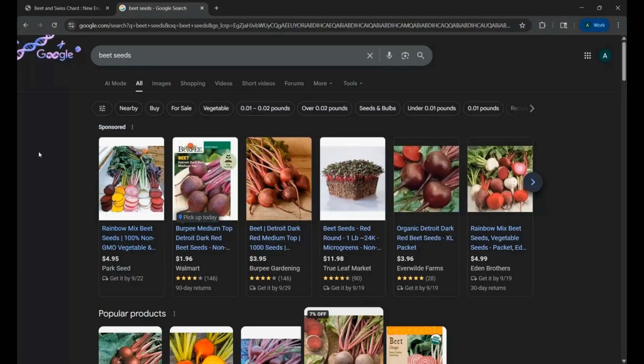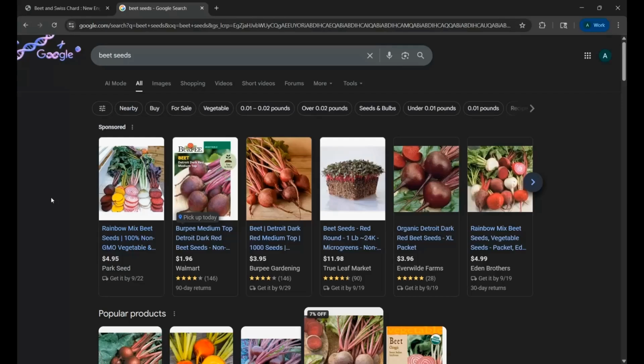All right, so I have literally just Googled beet seeds to see what comes up. I know that you certainly could start beets and chard inside and transplant them out to get over some of the problems that we're going to talk about when we talk about germination issues. But most commercial growers will direct seed their beets right into the soil. All right, so here we go.